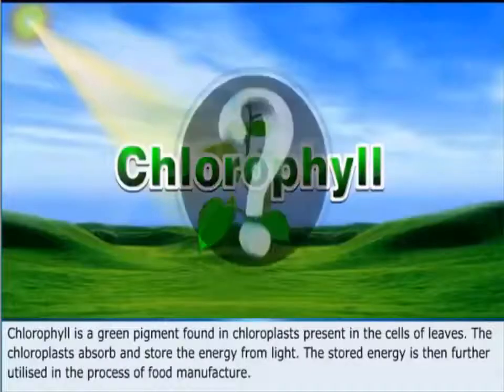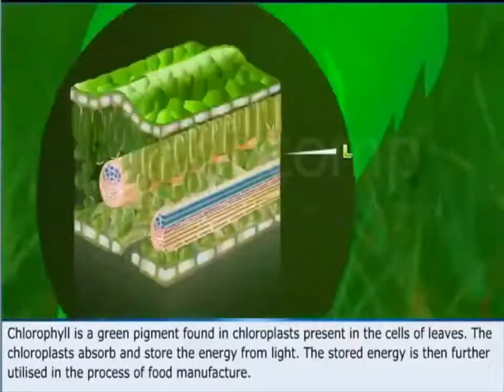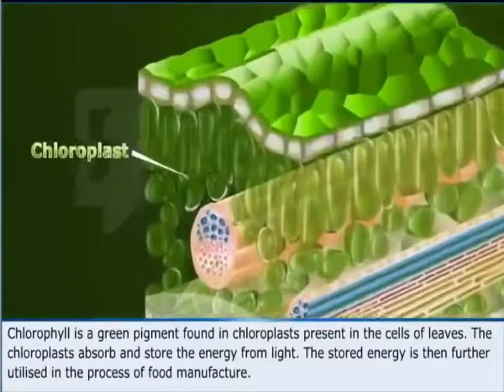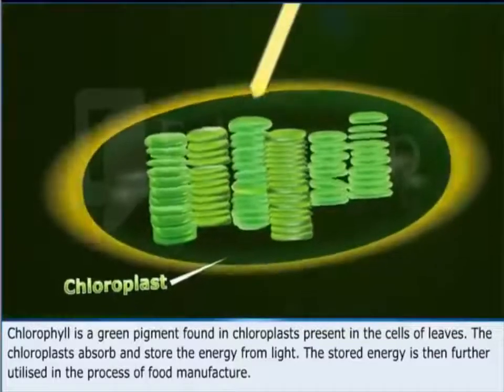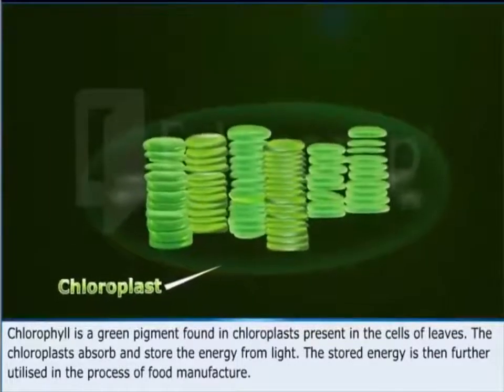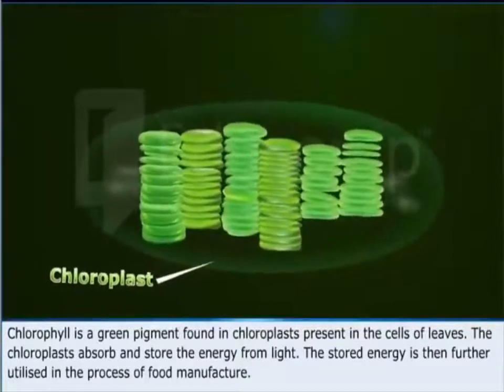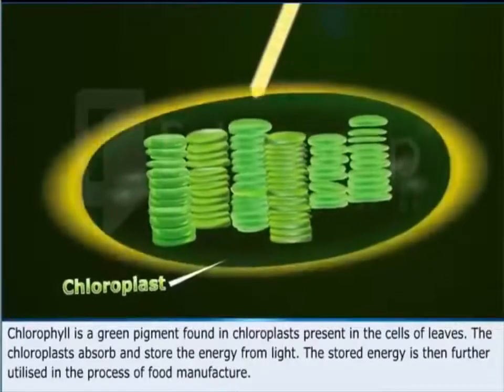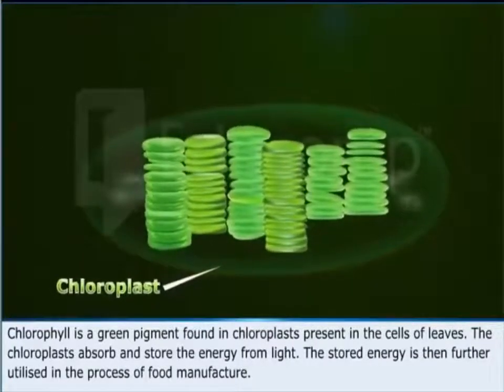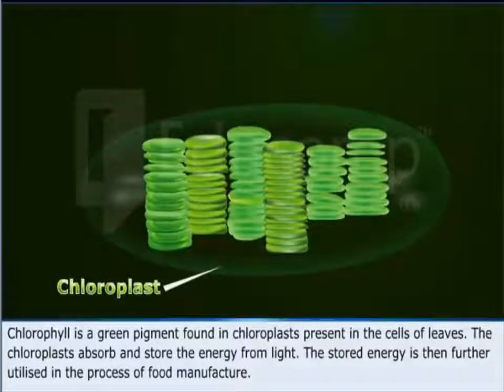Chlorophyll is a green pigment found in chloroplasts present in the cells of leaves. The chloroplasts absorb and store the energy from light. The stored energy is then further utilized in the process of food manufacture.